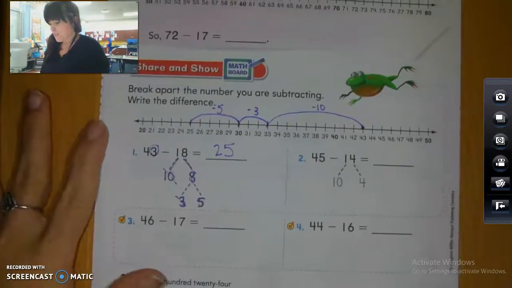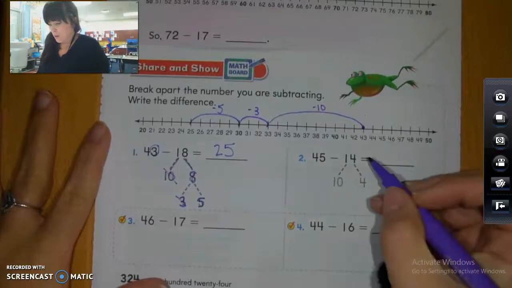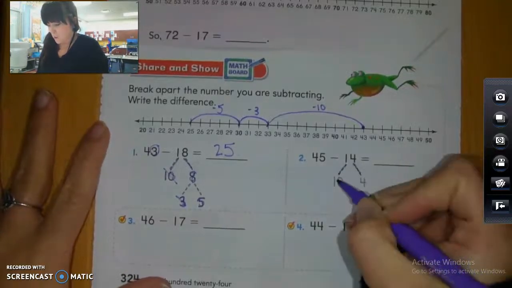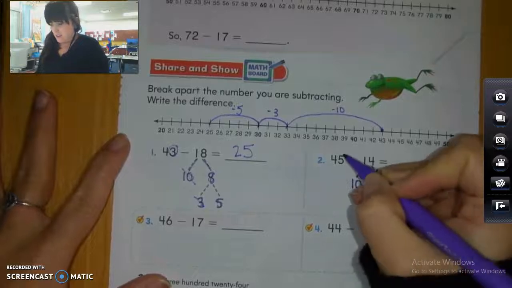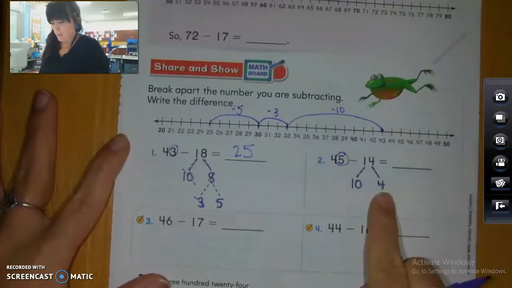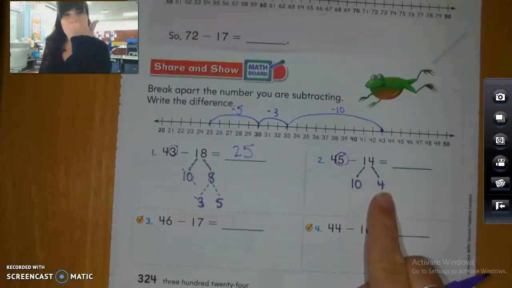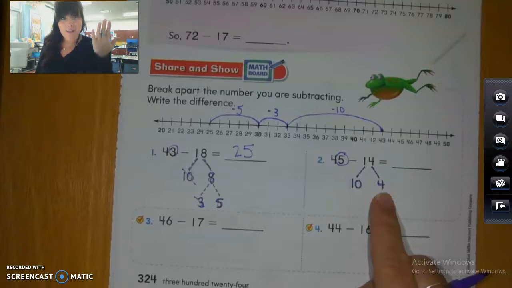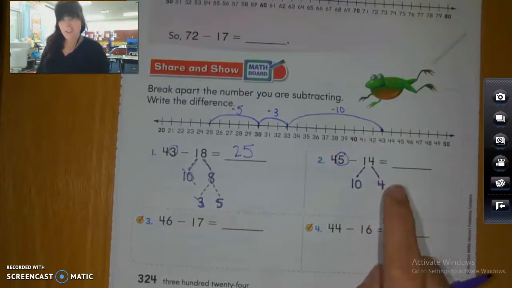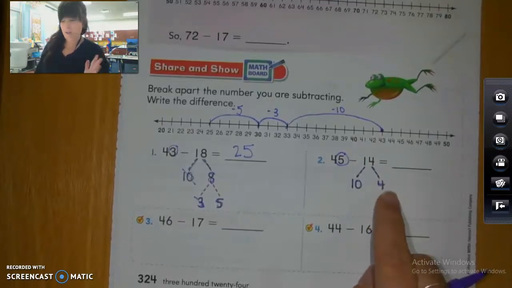Number 2. 45 minus 14. So we're breaking up that 14 into its 10 and 4. And then we circle this 5, right? Hold on a second. Can we break up 4 into 5 and something else? No, 5 is too big already. So we're not going to break up this 4 anymore. That's all we're going to do.